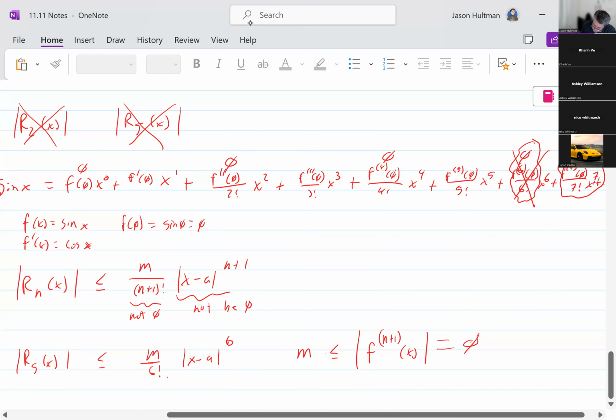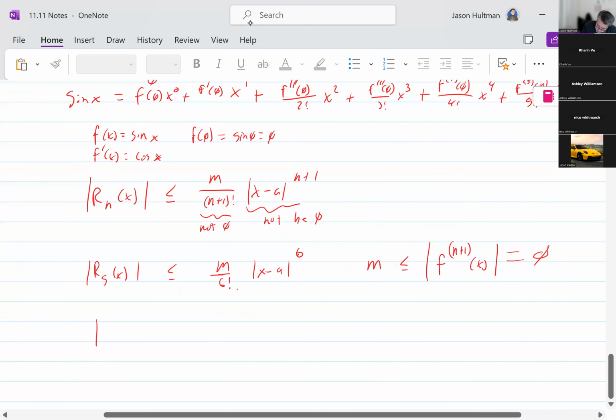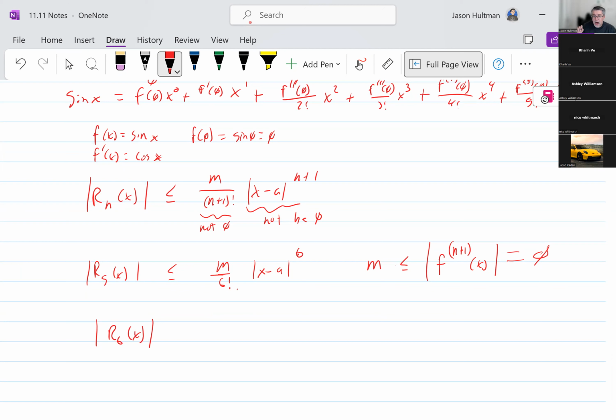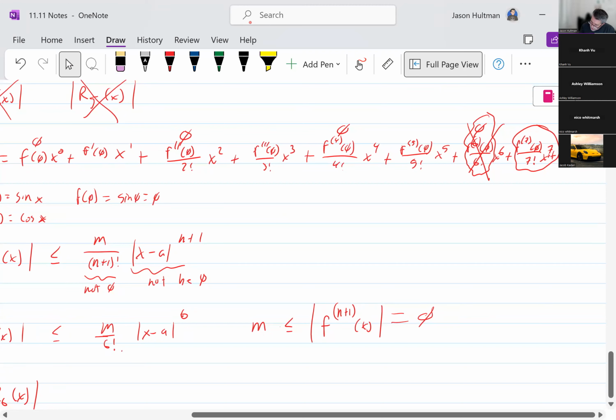Okay. So the way we write this is we say we go R6 of x, because that's going to allow us to use an m of the 7th derivative, or f7. Okay. And so what is f7 evaluated at 0? What is that guy?